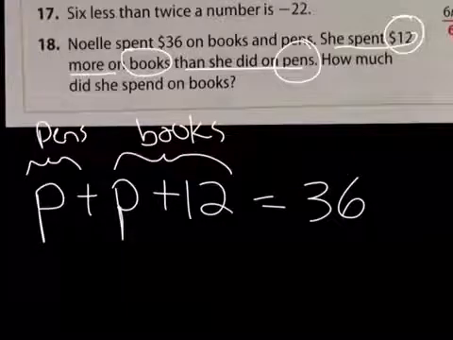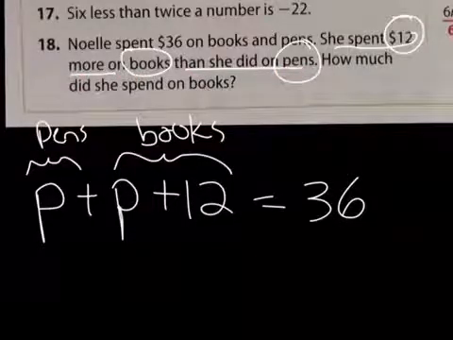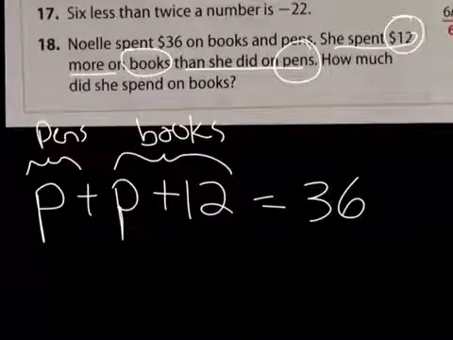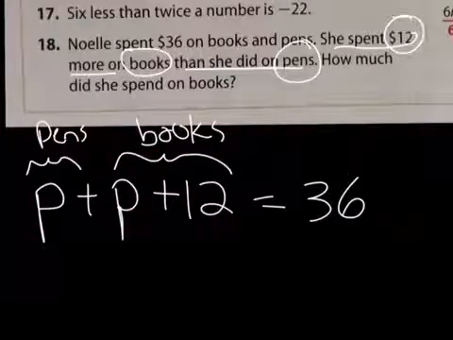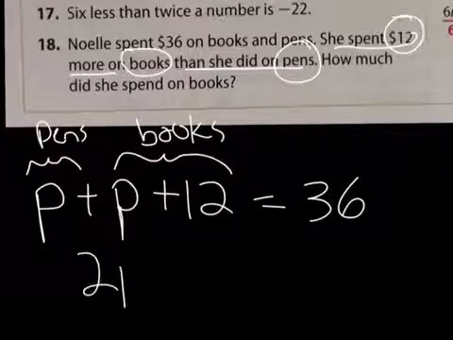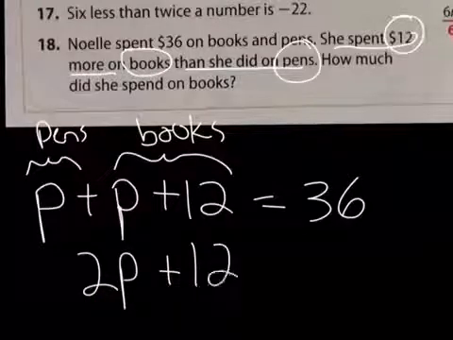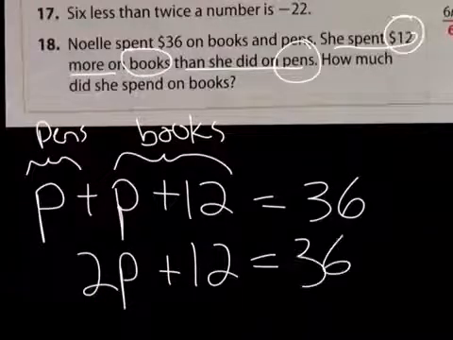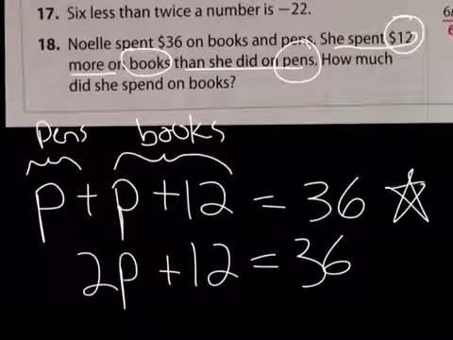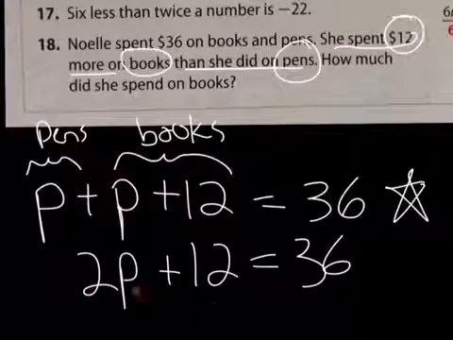Okay? Now try to make sense of this. If it doesn't make sense to you, ask me in class. But this is what it's saying. It's saying she spent $36 and she spent $12 more on books than she did on pens. So here's your pen plus $12, the price of books. Okay, that's what she spent. And she also spent just on pens. So we have two P's. You see them? These two P's. Plus 12 is 36. Again, if this doesn't make sense to you, please ask me in class. Go ahead and solve this.